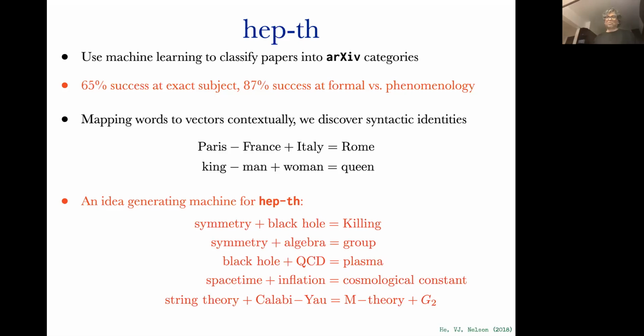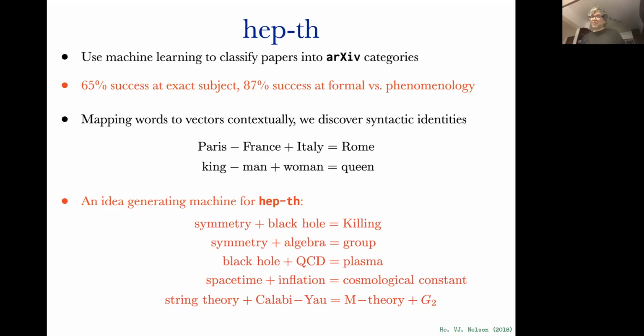So a symmetry plus a black hole, there's some Killing vector, some Killing field that's in the game. Symmetry plus algebra gives us a group. Black hole plus QCD gives us a plasma. It turns out that QCD can be described at some limit by black hole physics.